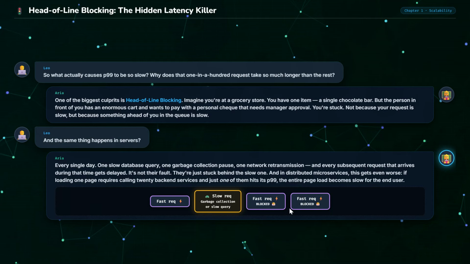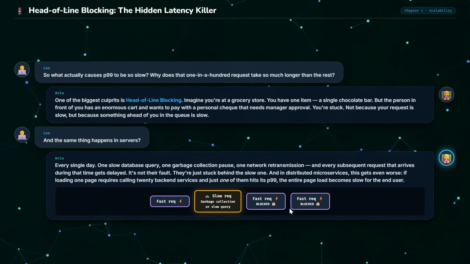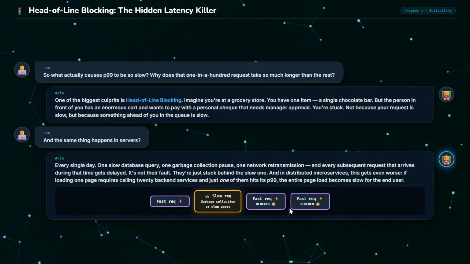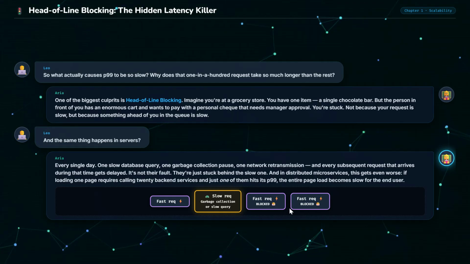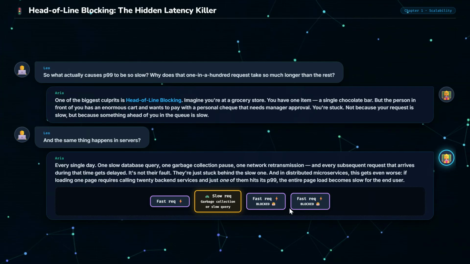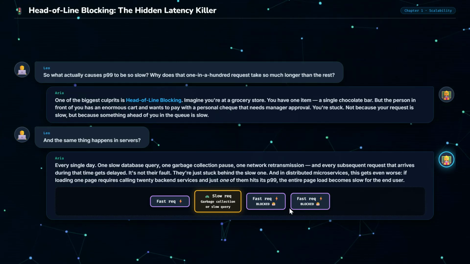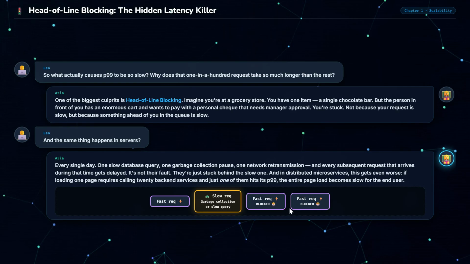And in distributed microservice architectures, where loading one web page might require calling 30 or 40 different backend services, if just a single one of those services hits its P99 tail latency, the entire end-user page load becomes slow. A tiny problem in one service cascades into a terrible experience for the user.